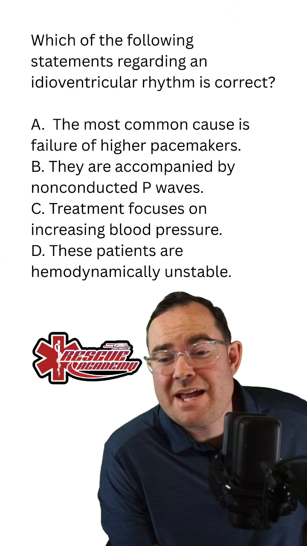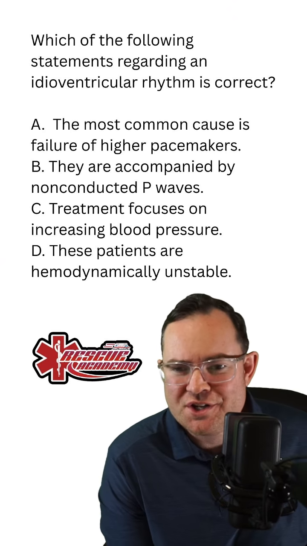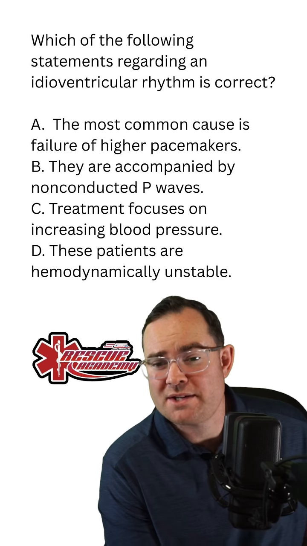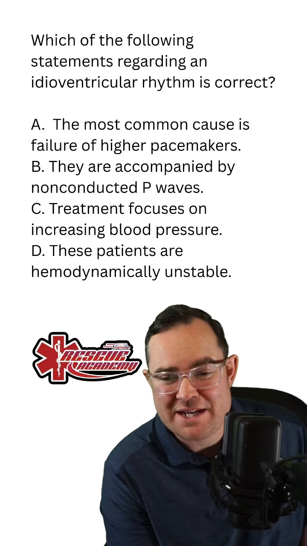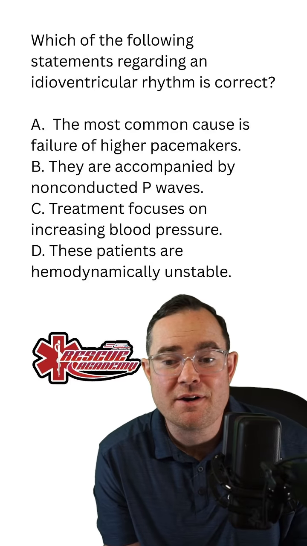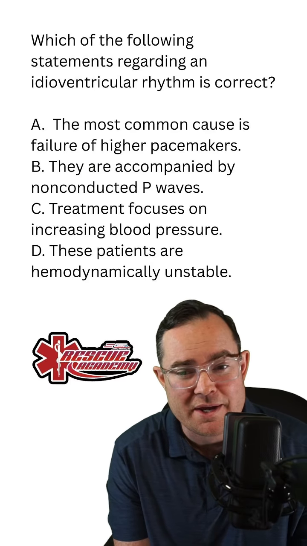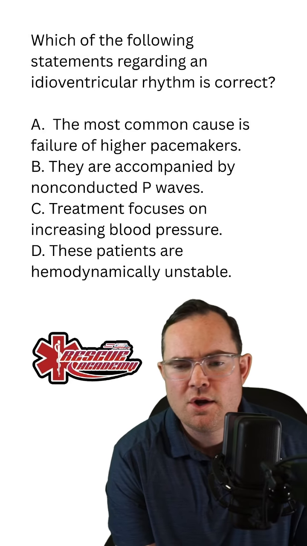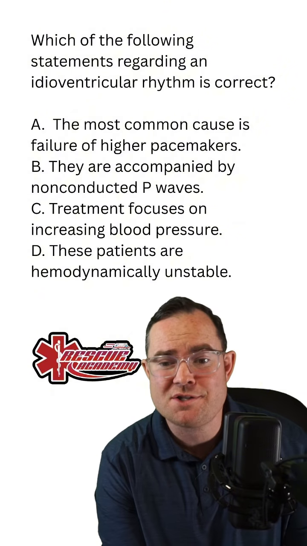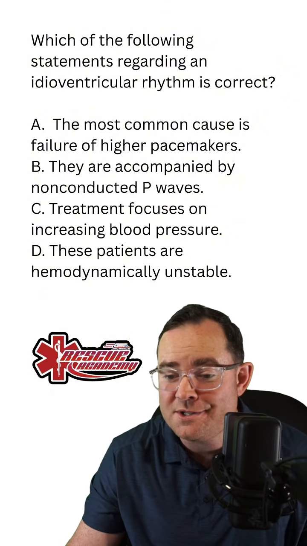Now, which of the following statements regarding an idioventricular rhythm is correct? Would you say it's A, the most common cause is failure of higher pacemakers? B, they are accompanied by non-conductive P waves? C, treatment focuses on increasing blood pressure? Or would you say D, these patients are hemodynamically unstable?